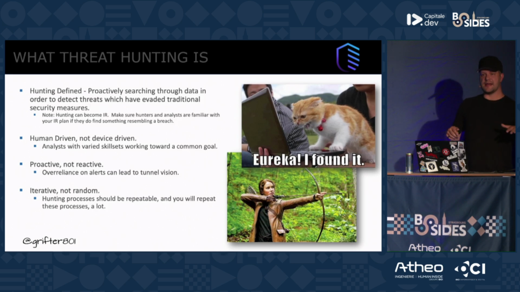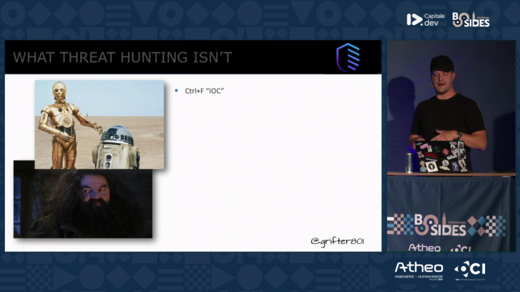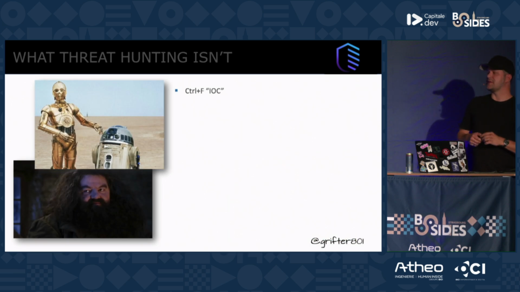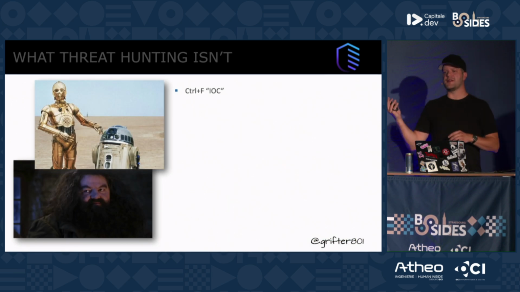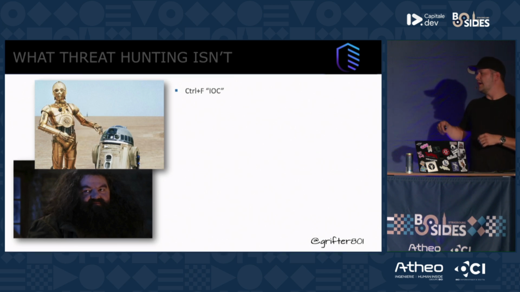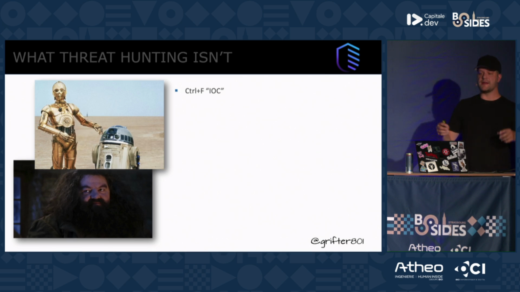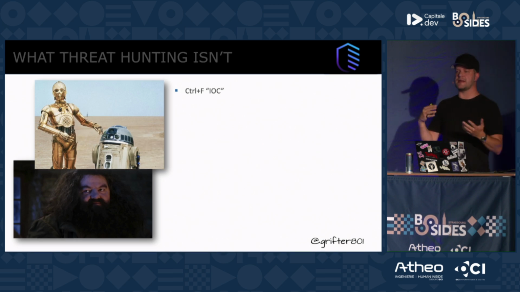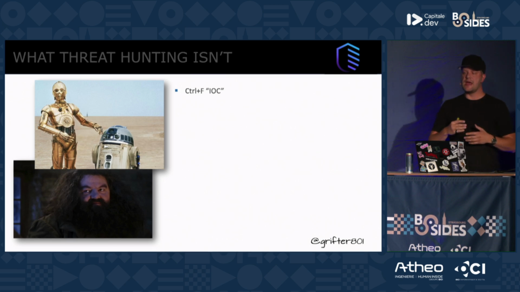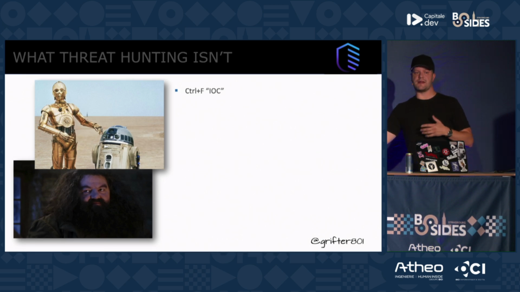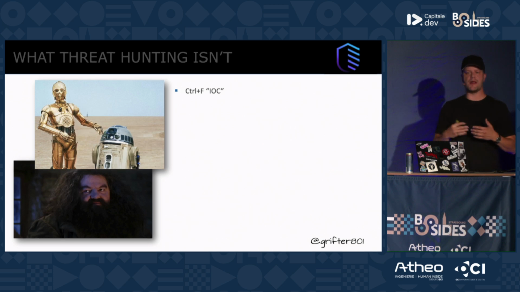And I said automation, so let's talk about what hunting isn't. It's not just hitting Control F and looking for an IOC, right? This isn't about going out and looking for a host name, IP address, or a file hash and being like, oh, I got this threat intelligence that came in today with all these different feeds that we have, and I'm just gonna go search and see if I can find that IP address in the environment.